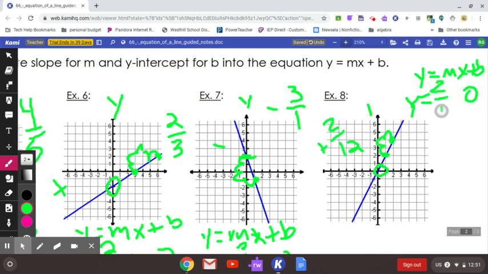So 2 over 1x plus 0. And as we remember from up above, when we have a 0, we can get rid of it. So it'd just be 2 over 1x for your final answer. And that's how we go through and do writing the equation of a line.